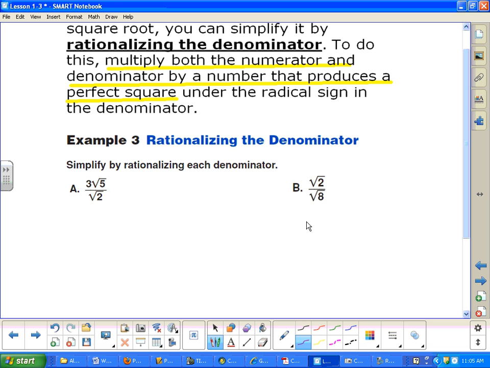So, if I have square root of 2 in the denominator, what do I multiply 2 by to get a perfect square? Multiply it by itself, right? Because 2 times 2 is 4. So I'm going to multiply the numerator and the denominator by the square root of 2.